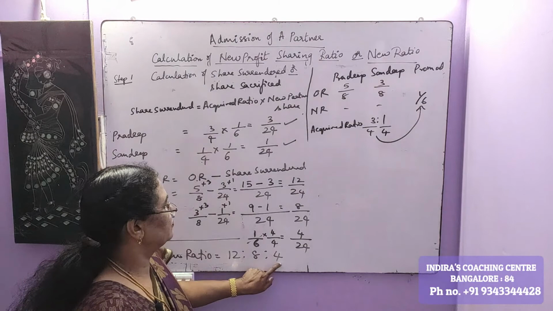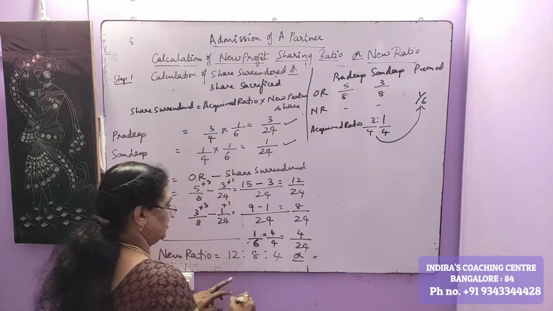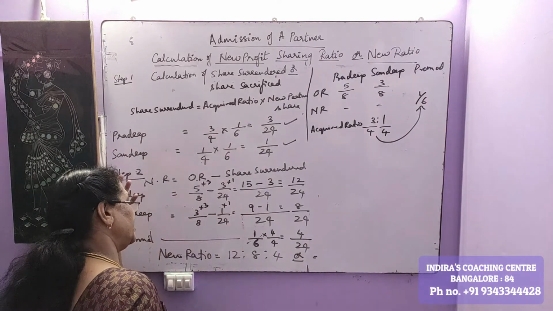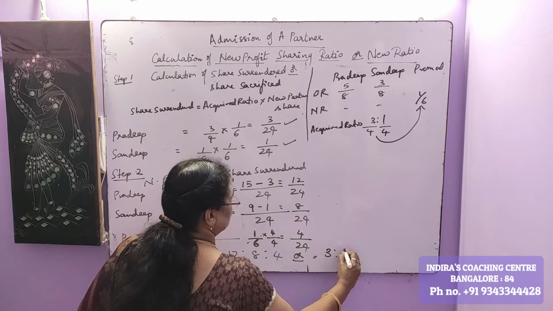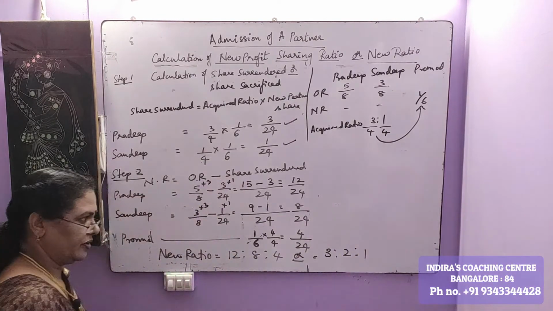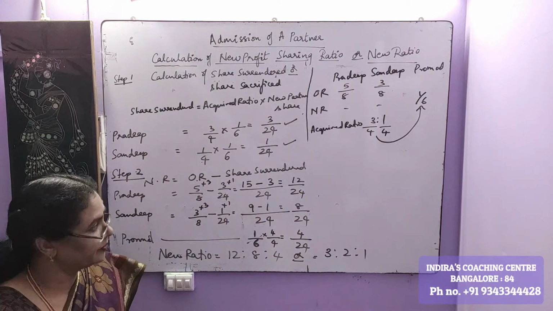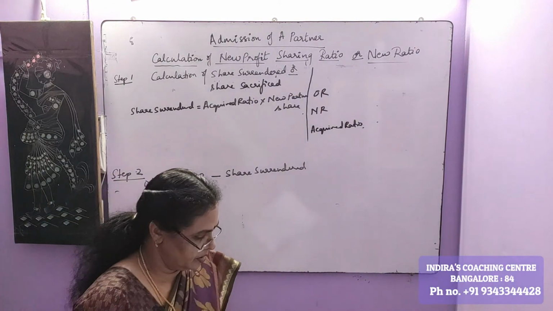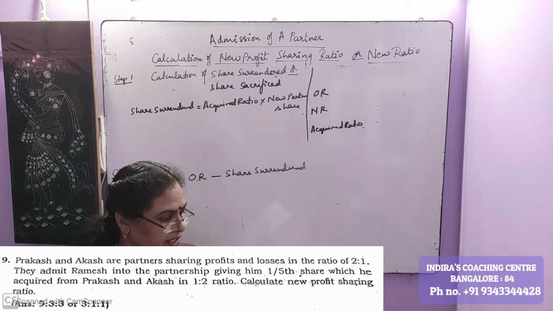12 plus 8 plus 4 is giving you 24. You can simplify it. You can divide it by 4 itself. So you get the ratio as 3 is to 2 is to 1. If you write this way or this way, both the answers are right. We'll take up another question which is of the same case.